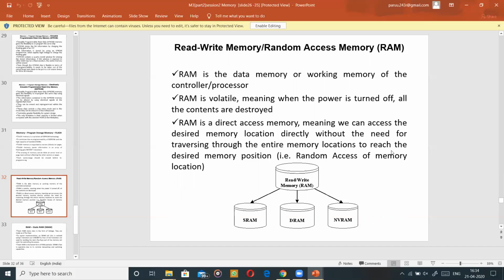So RAM has got a direct access. Directly with the memory, you can access the data and you do not have to scroll down every memory location. So given the address, I can go to that particular point immediately. If you see the different types of RAM we are going to study, SRAM, DRAM, NVRAM. We know SRAM and DRAM, NVRAM is new. So let us go through that.